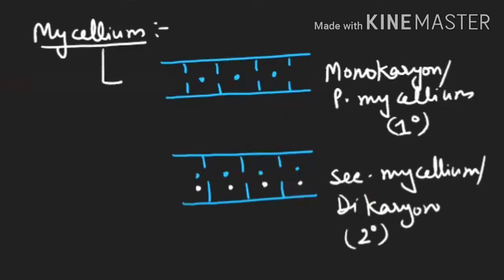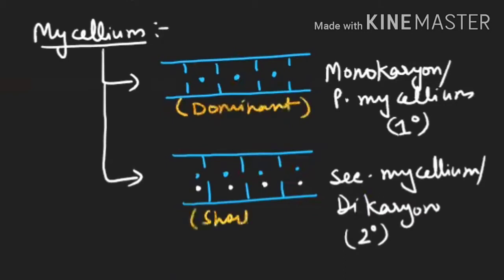So first of all, it is having two types of mycelium, primary mycelium and secondary mycelium. Now we have to remember which mycelium is dominant. In the life cycle of the Ascomycetes, primary mycelium is dominant and secondary mycelium is short-lived. So I think with respect to the mycelium, the point is clear.